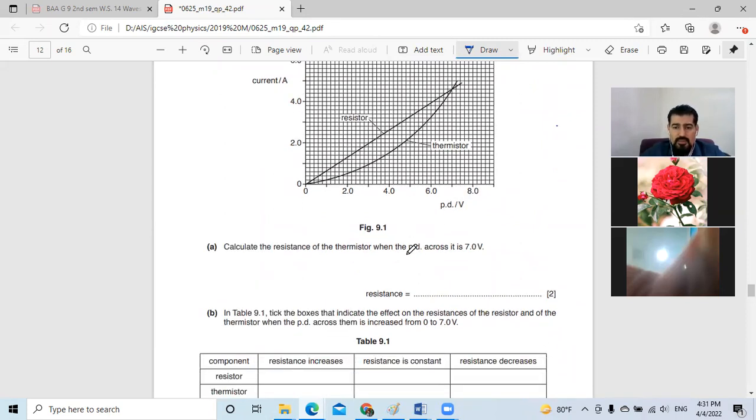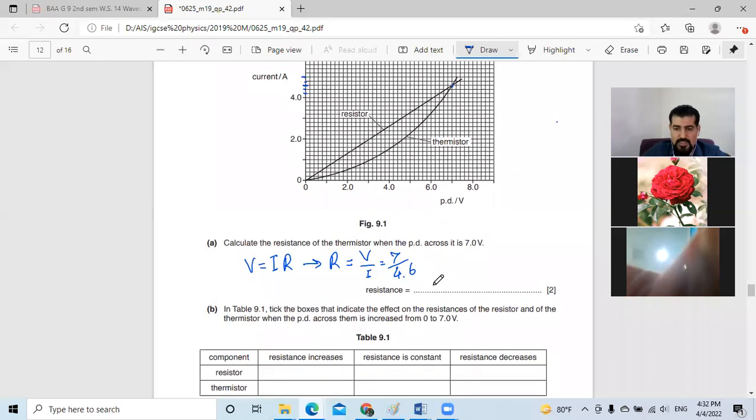Calculate the resistance of the thermistor when the potential difference across it is 7. Now here, when it is 7, we know that V equals IR, that means R equals V over I. So the voltage is 7 and the current is how much? In this situation, the current is 4.6 exactly. So the answer by using the calculator will be 1.5 ohms.